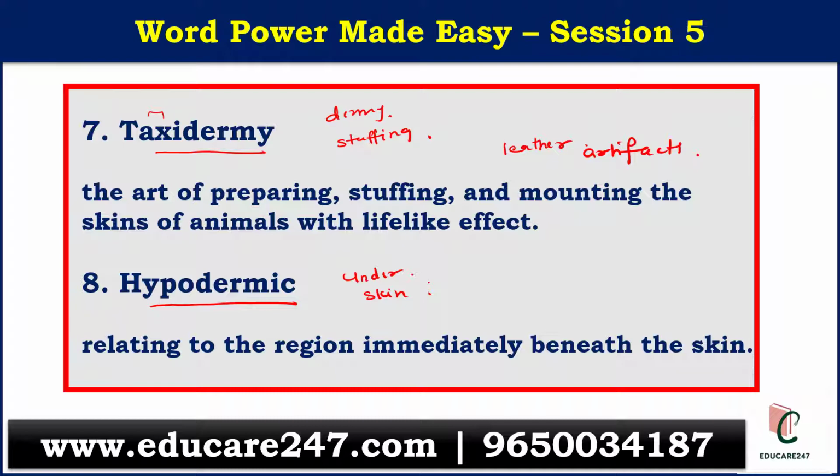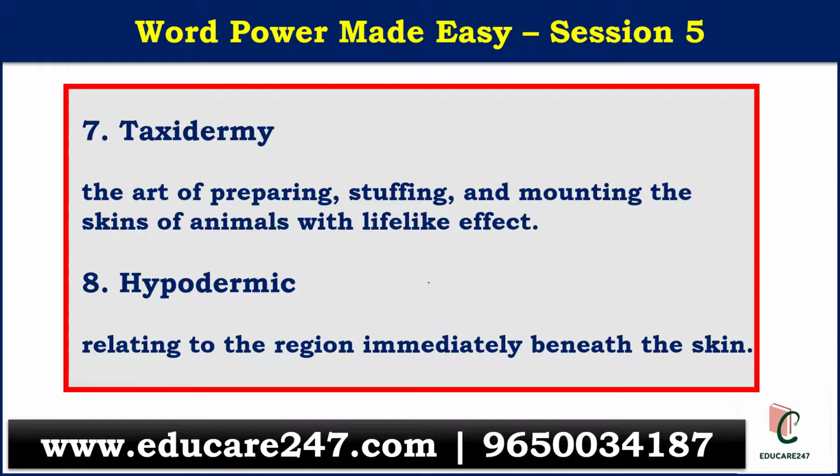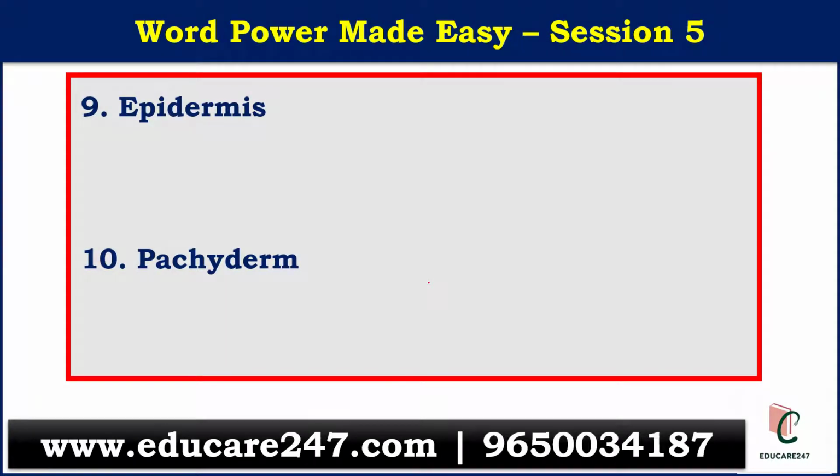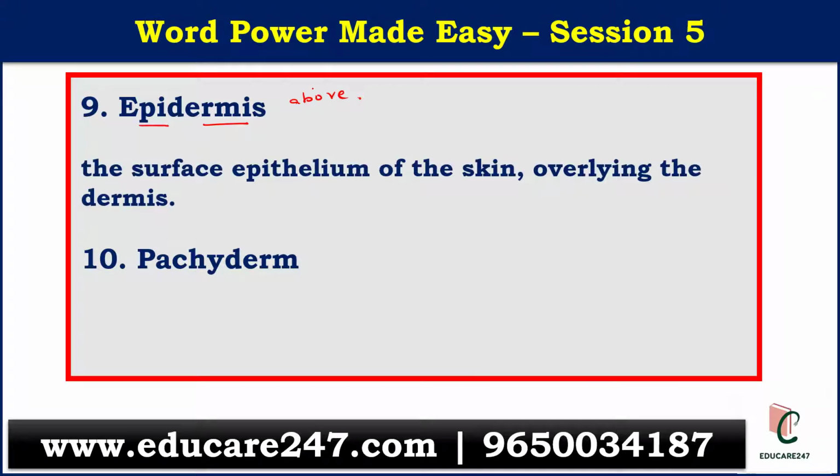So it's a layer of skin basically beneath our outer skin. So let's move to our next part. Next is epidermis. Now epi will actually be above and dermis is again skin. So basically this will be the outer layer. So the surface epithelium of skin overlying the dermis. So dermis was skin and overlying means the outer layer.